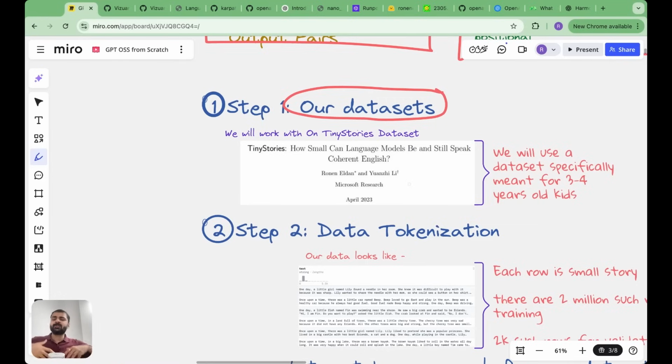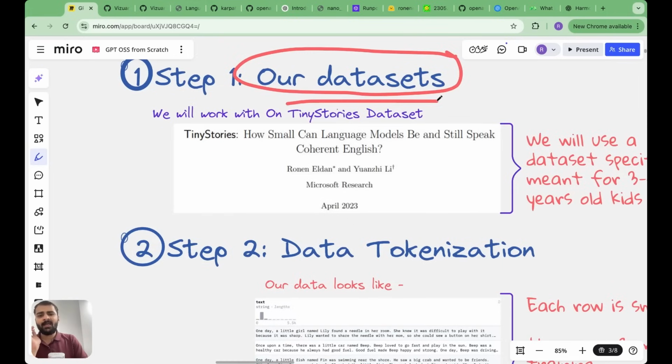And the second is it should not be too large that people are not able to replicate this within the budget of $10 to $15 which we have. And we found a dataset at the intersection of these two things, right? And that dataset is called the tiny stories dataset.